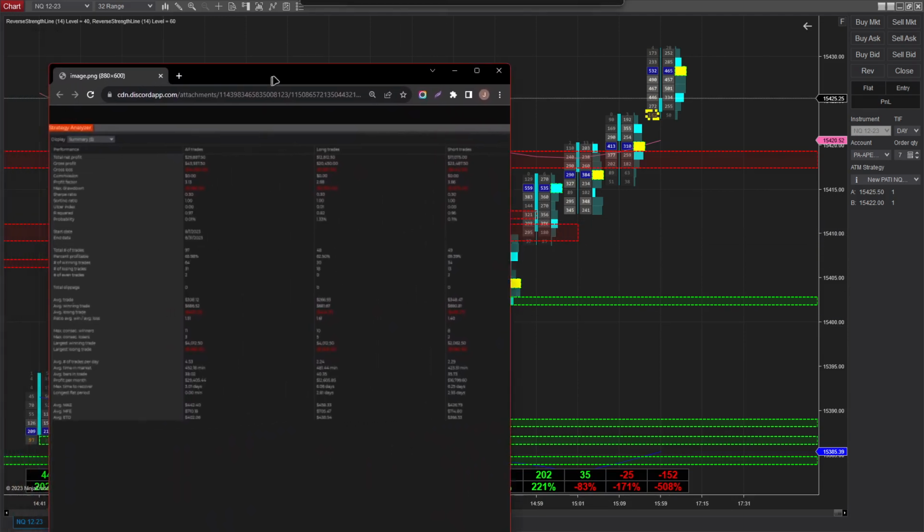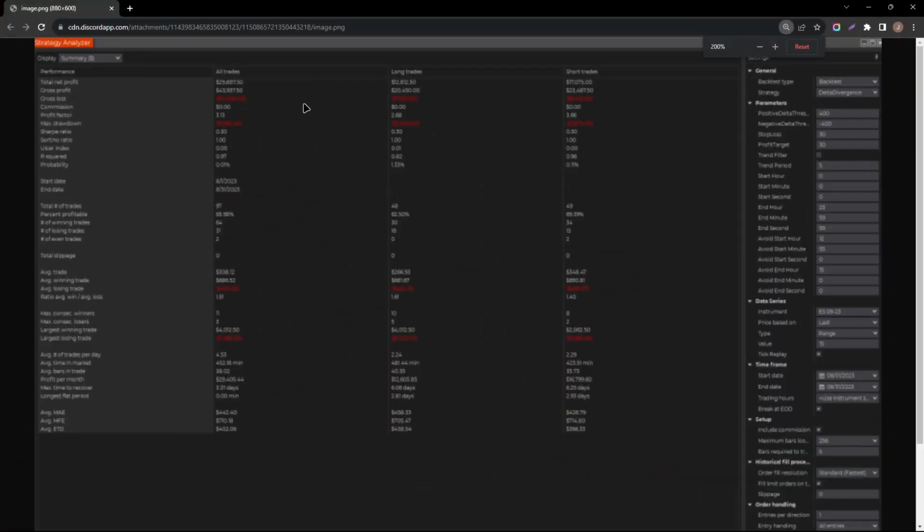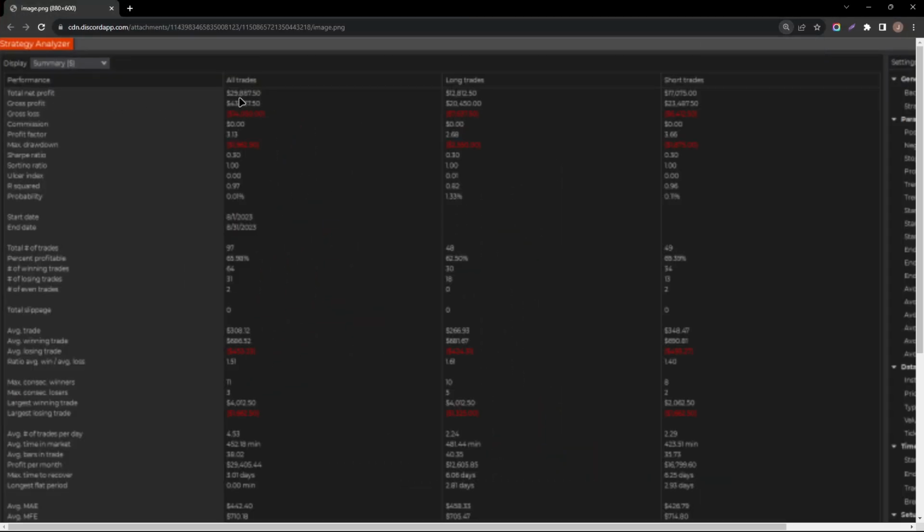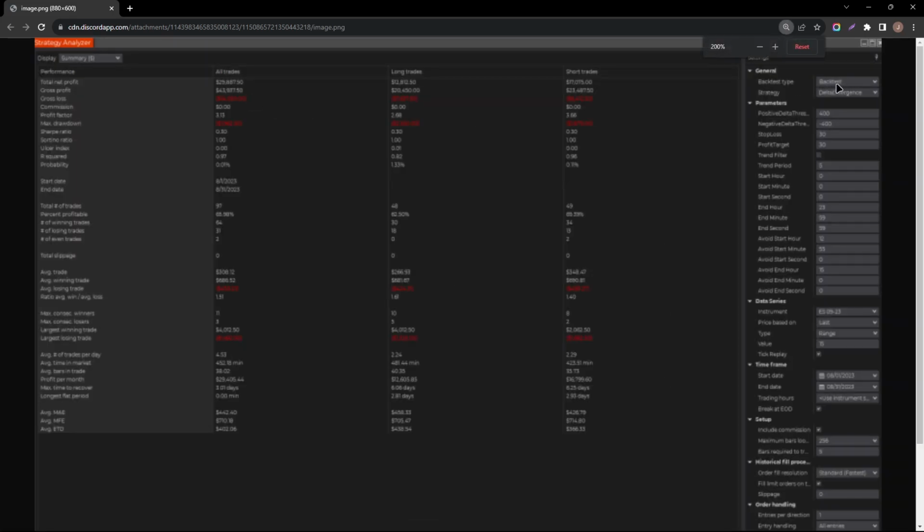So these are the results. I know it's a little bit fuzzy, but total net profit 25,800. This is a back test with the delta divergence strategy here, with the 400 on the deltas, stop loss 30, profit target 30, and that is basically it there. So let's see. 97 trades, about 66% win rate, 64 winning trades, 31 losing trades. But yeah, net profit 25,000, and that was just the month of August.